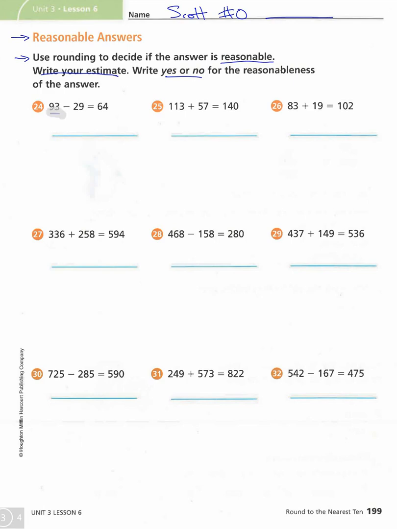We're going to say that that's 90. If it's a 3-digit number, like over here, I would say let's round to the nearest 100. So 113, we would say would become 100, right? So just like we did before, let's go ahead and look at number 24 together.